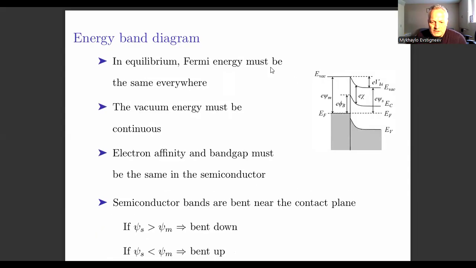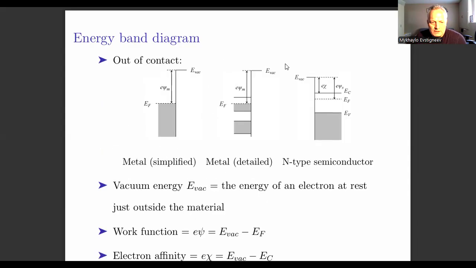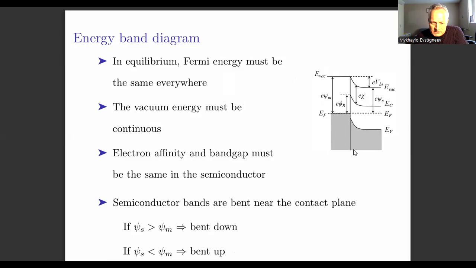Now, these energy band diagrams were plotted under the assumption that the semiconductor and the metal are not in contact. You have one piece here, one material there, and they do not know about each other's existence. Now you put them in contact. Then several rules need to be kept in mind to draw the energy band diagram of the metal-semiconductor contact.